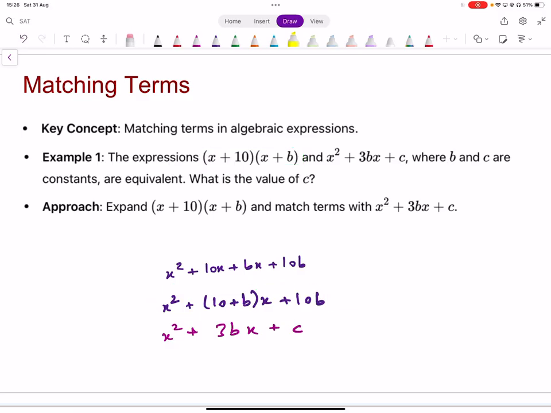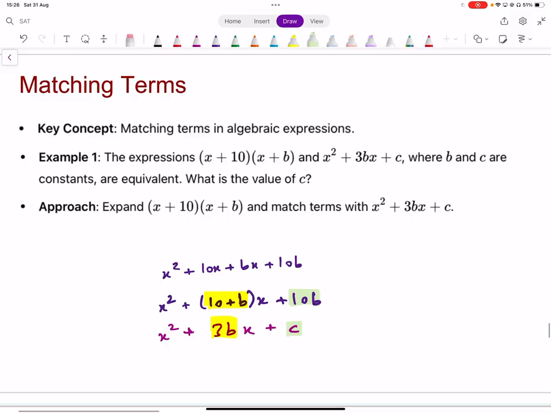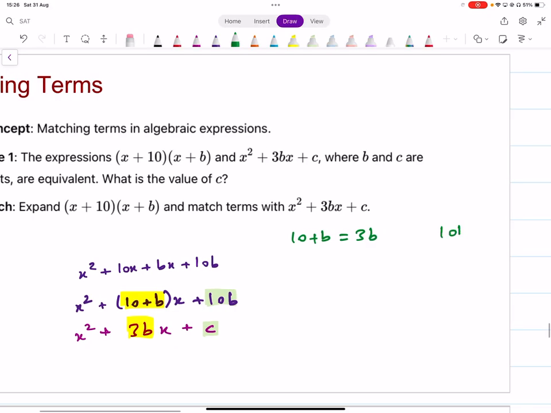What's the coefficient of x that we have? 10 plus b. What's the coefficient of x that they have? 3b. What's the constant term that we have? 10b. What's the constant term that they have? C. That means 10 plus b should equal 3 times b. And 10b should equal c. Is this all right? We're just comparing the coefficients.